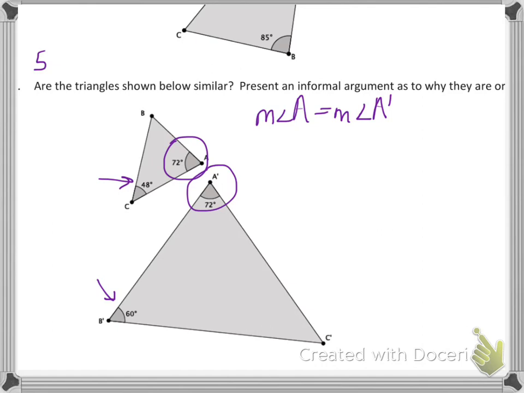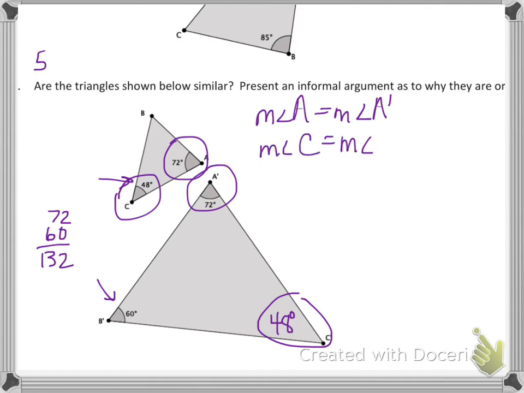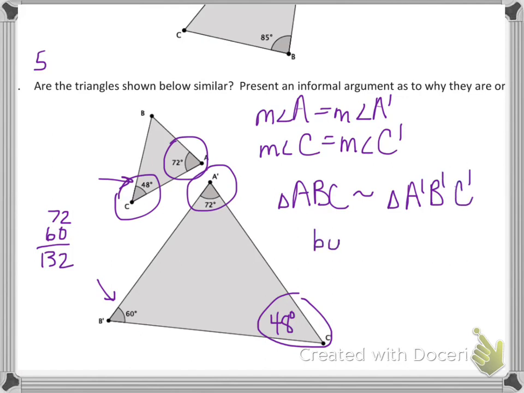So again, we'll use that the angle measures add up to 180. So 72 and 60 is 132, which makes this angle 48 degrees. Okay, so now we have enough information. We've got two congruent angles, and so I can say here the measure of angle C is equal to the measure of angle C prime. I have two congruent angles, so I know that these are similar triangles by the angle criterion.